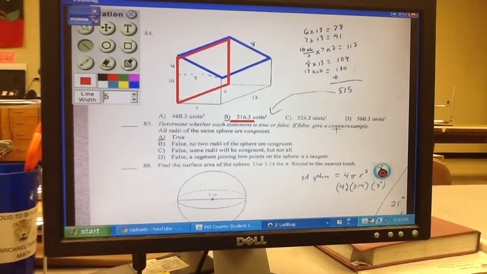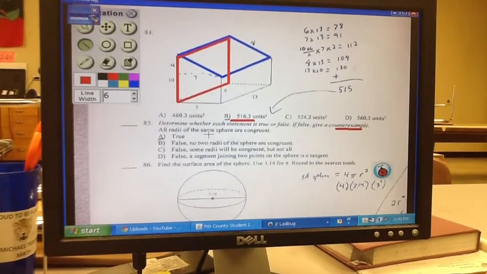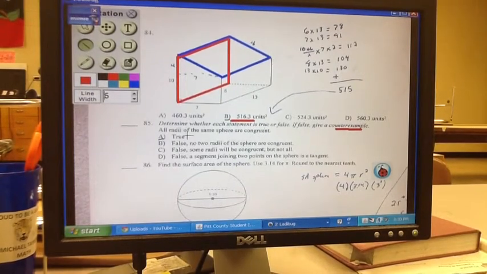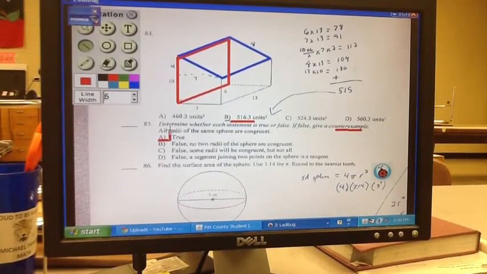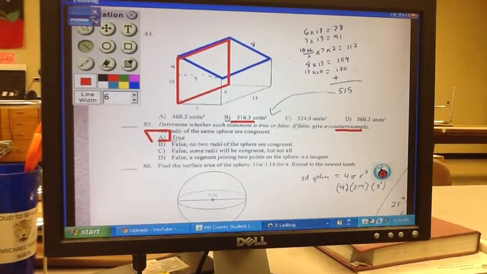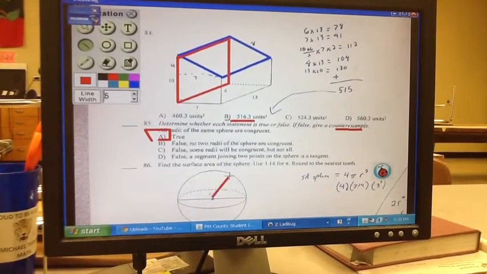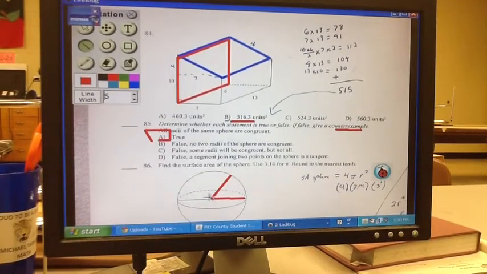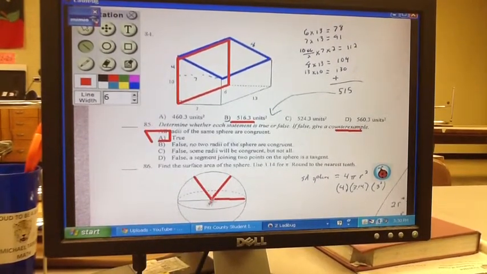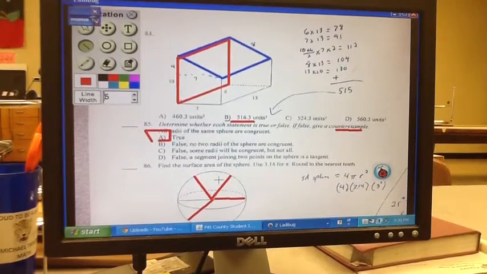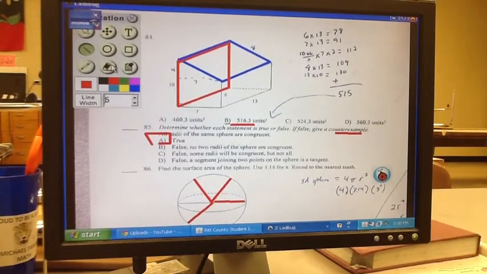Determine whether each statement is true or false. If false, give a counterexample. All radii of the same sphere are congruent. That ends up being true. If we're talking about a sphere, here's the sphere, all the radii, it doesn't matter where you go, it's always going to be 6. From that point to any edge of the circle, it's going to be 6, as long as you're in the center. And if you weren't from the center, you wouldn't be able to call it a radius. So that ends up being great.